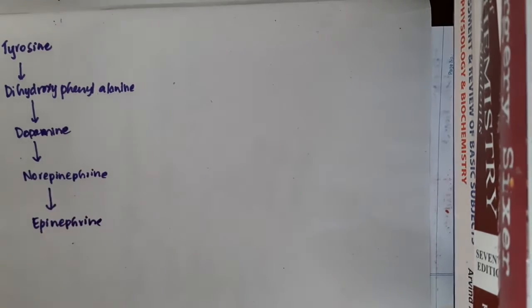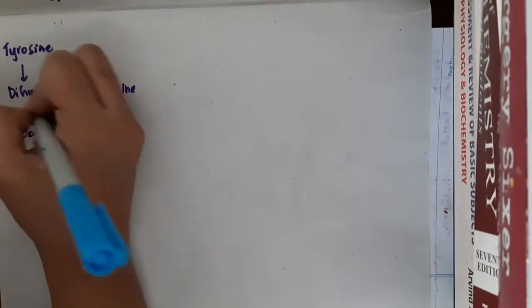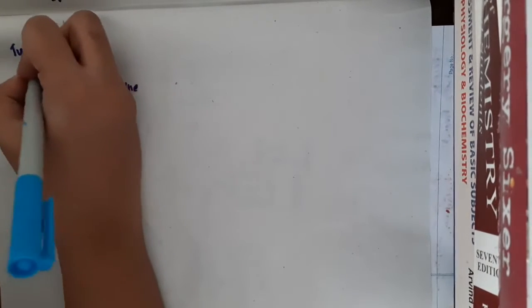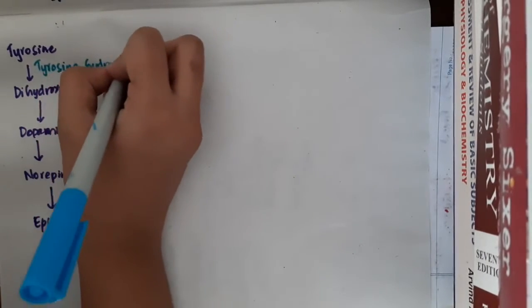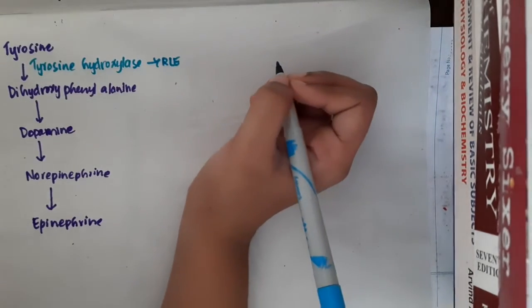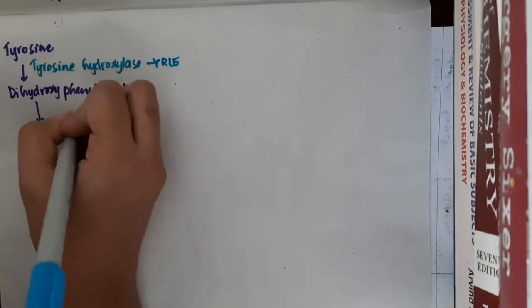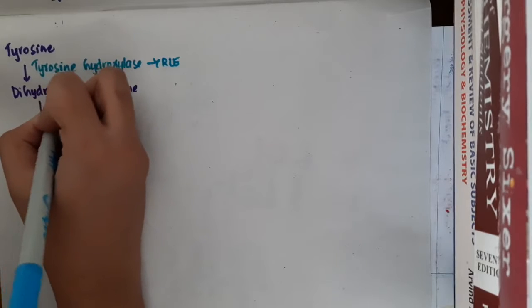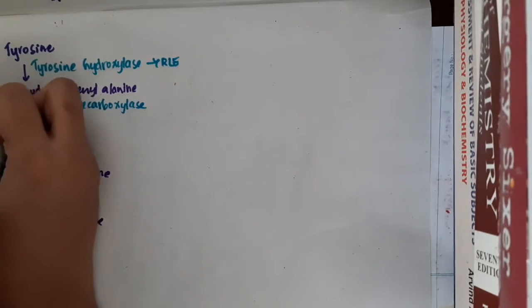Right. So let us see the enzymes which are seen. This is important actually. So tyrosine gets converted to dihydroxyphenylalanine in the presence of the enzyme tyrosine hydroxylase. And this tyrosine hydroxylase is actually the rate limiting enzyme. Then dihydroxyphenylalanine gets converted to dopamine in the presence of the enzyme dopa decarboxylase. So as the name says, here carbon dioxide is removed.